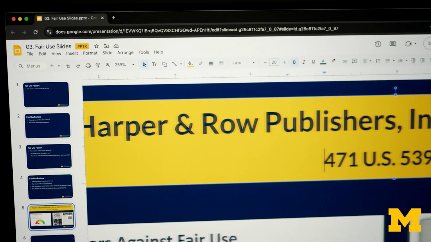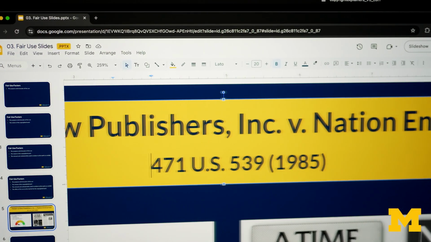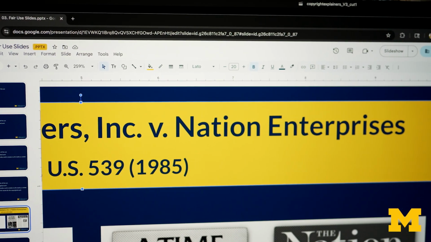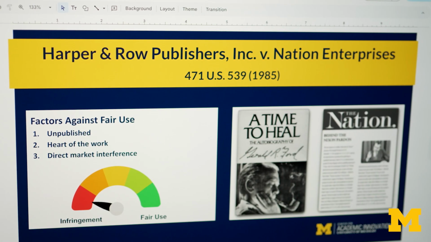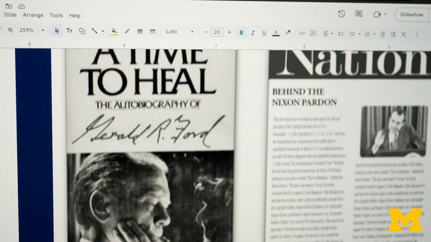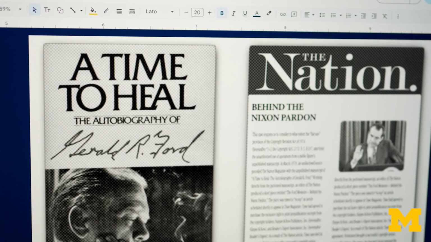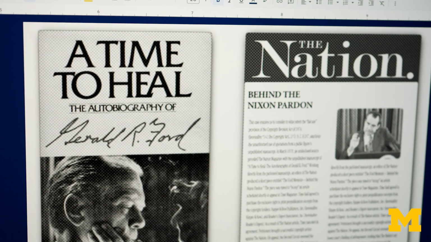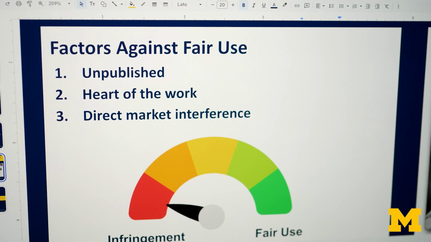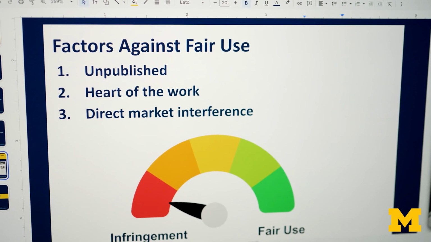In this case, Harper & Row Publishers Incorporated v. Nation Enterprises, The Nation magazine received an unauthorized copy of President Gerald Ford's memoirs and published, in verbatim quotes, 300 to 400 words from the unpublished manuscript. The unpublished nature of the work weighed against fair use. It was pending publication with another publisher.